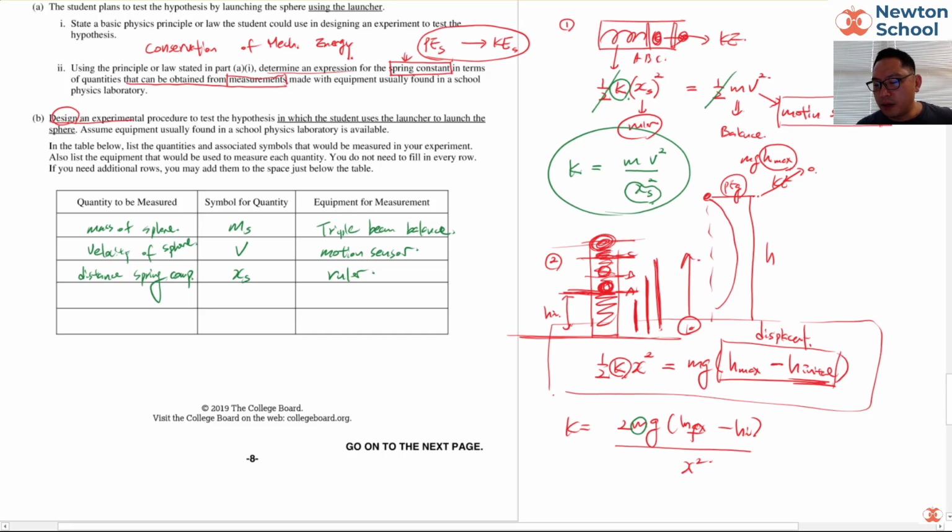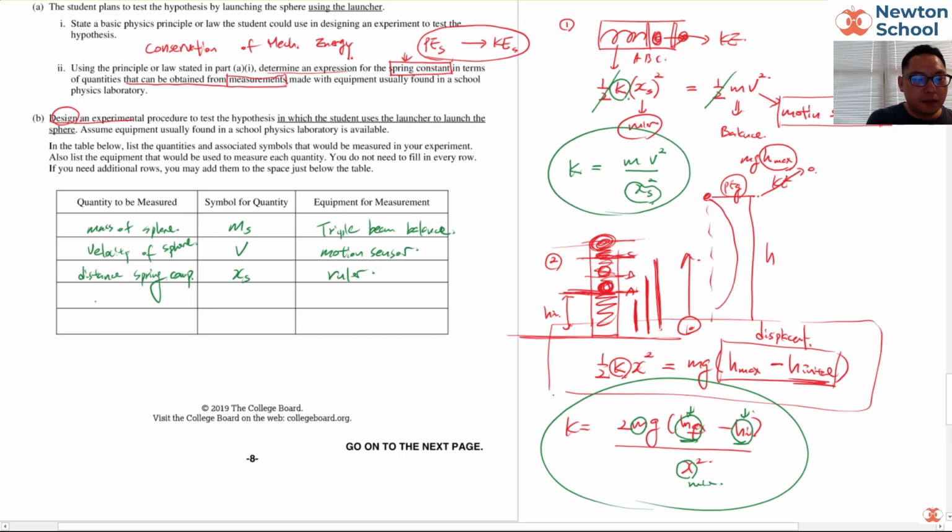We know g is 9.81 or 10. You have to measure final height. You have to measure initial height. But how are you gonna measure this? I'm not 100% sure. You could measure this somehow. And x is the ruler, right? Using a ruler, okay? So you can do that approach. In this case, probably you have to measure height final, height initial, and you have to come up with a measuring tape or ruler, something like that.